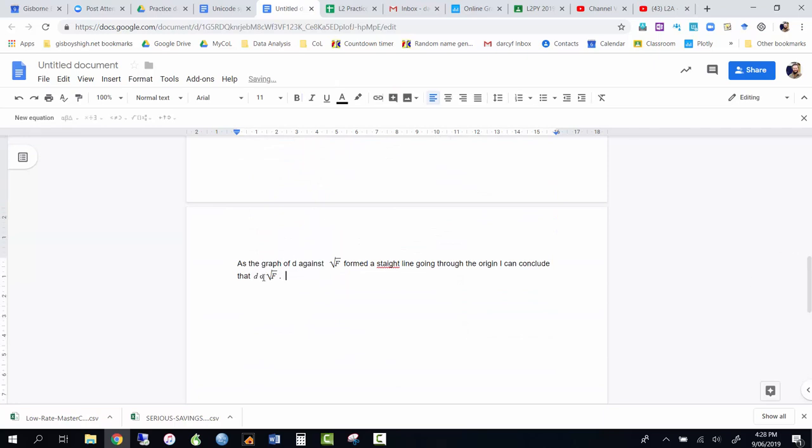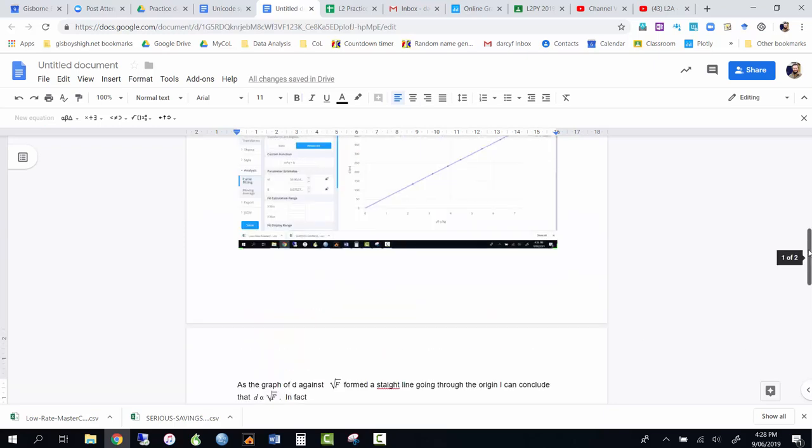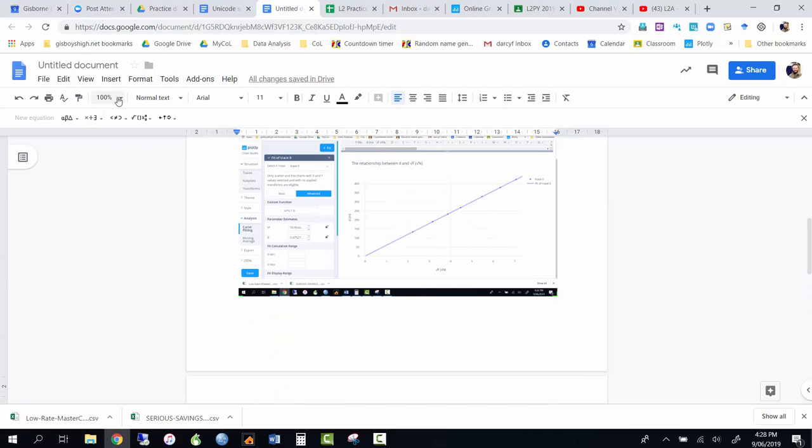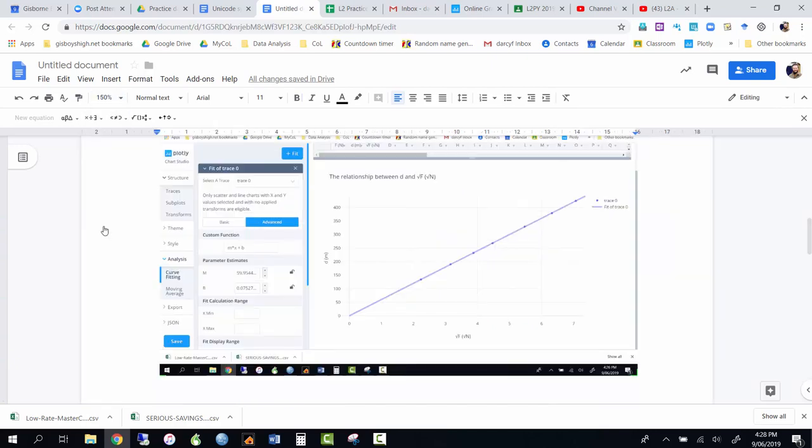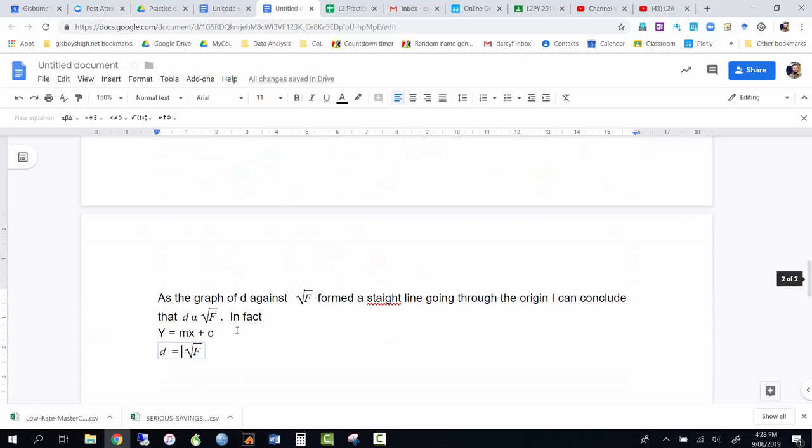root f. In fact, your equation is, let's use the y equals mx plus c form. Let's paste in this thing, because d's on our vertical. And now what's our gradient? Let's find out. Let's look at our gradient. Oh, that's a bit small. You won't be able to see that. Let's make that bigger. 59.95. Okay. My gradient is 59.95.